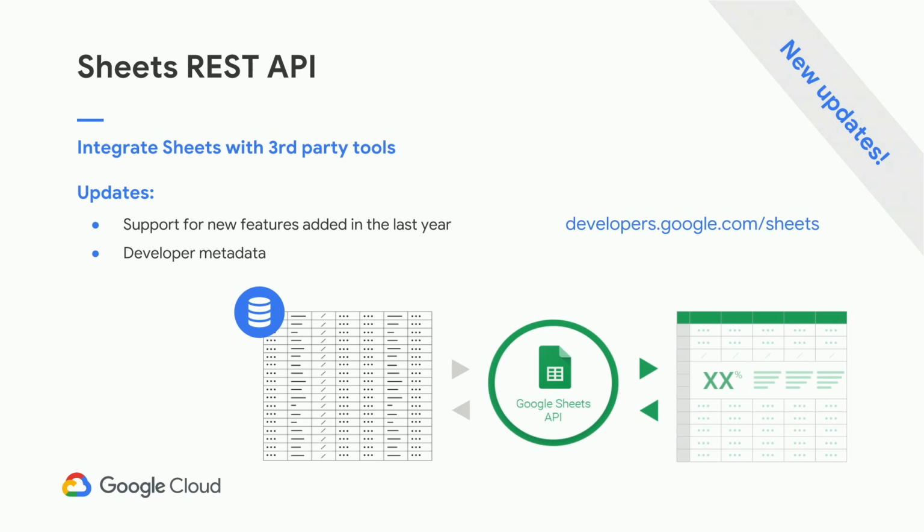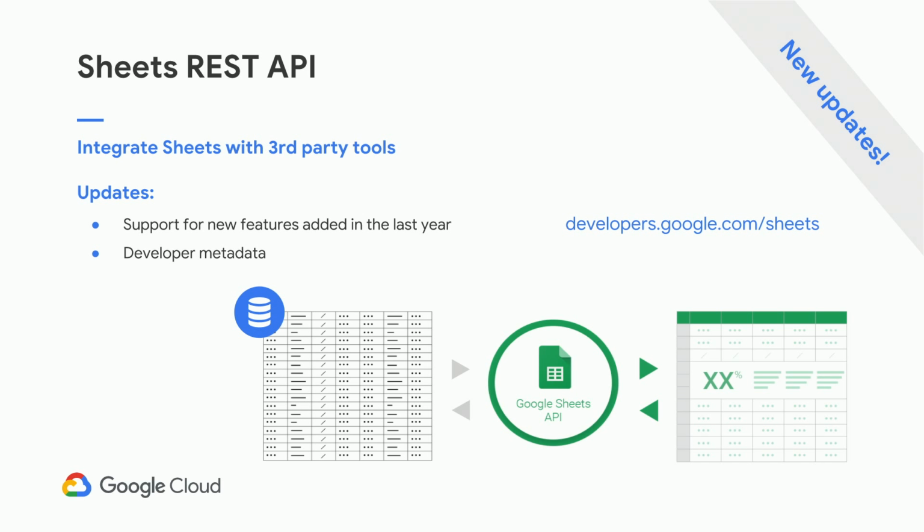Next, you can get data into Sheets via our API. APIs allow third parties to integrate with Sheets, so you can get data both from Sheets into third-party sources, as well as from third-party sources right into Sheets. We've worked hard to continue to update the API to support all the functionality in Sheets. As we add new features, we're continually adding more capabilities into the API.